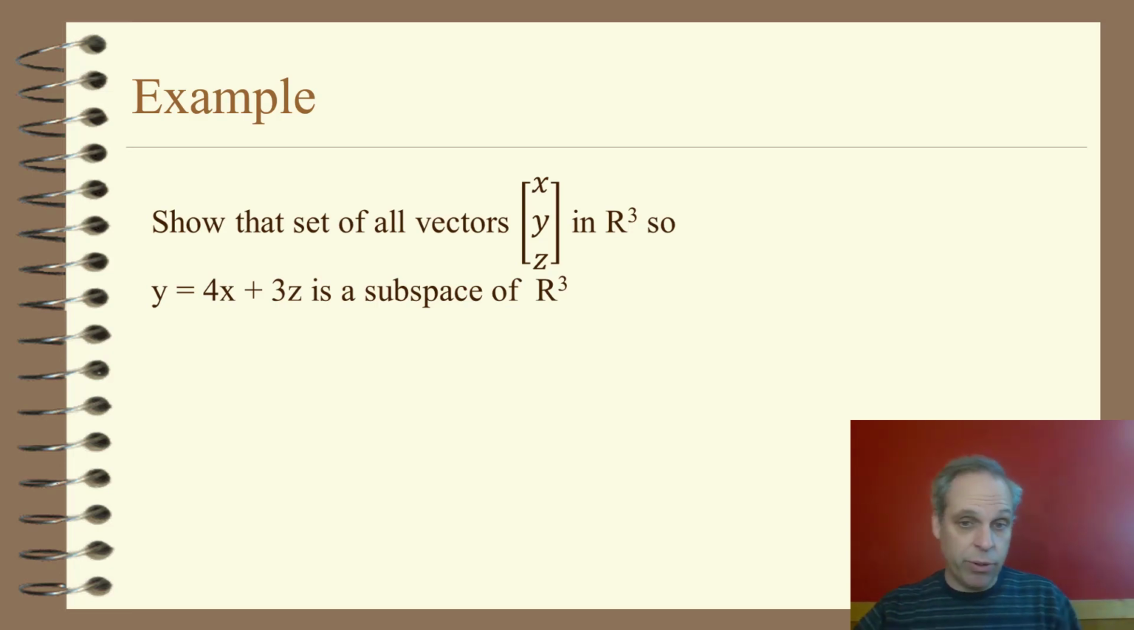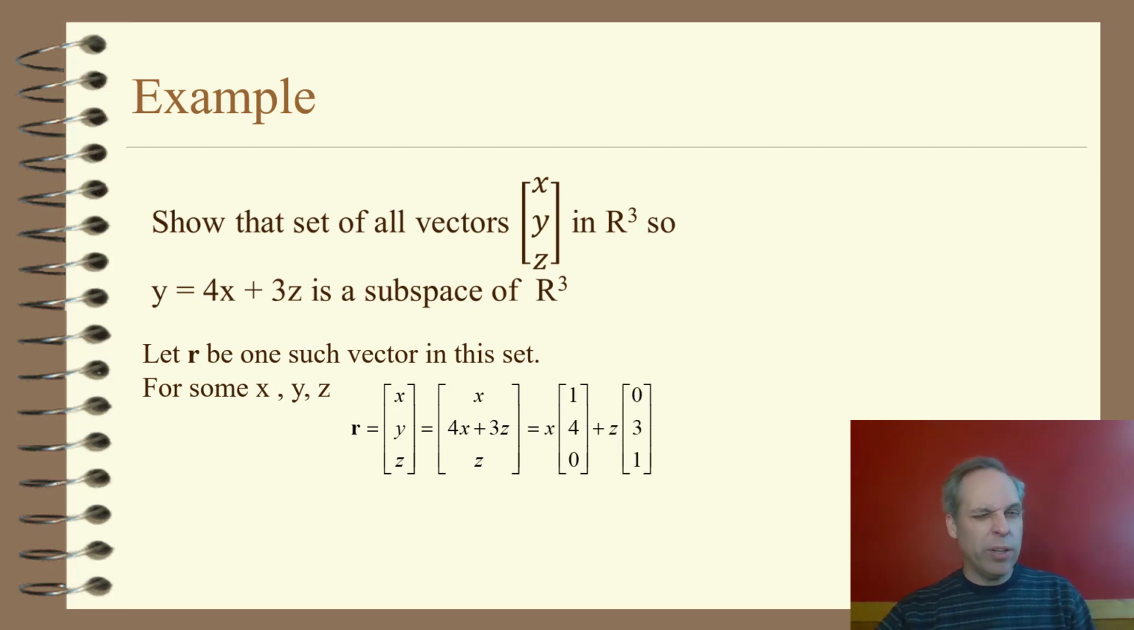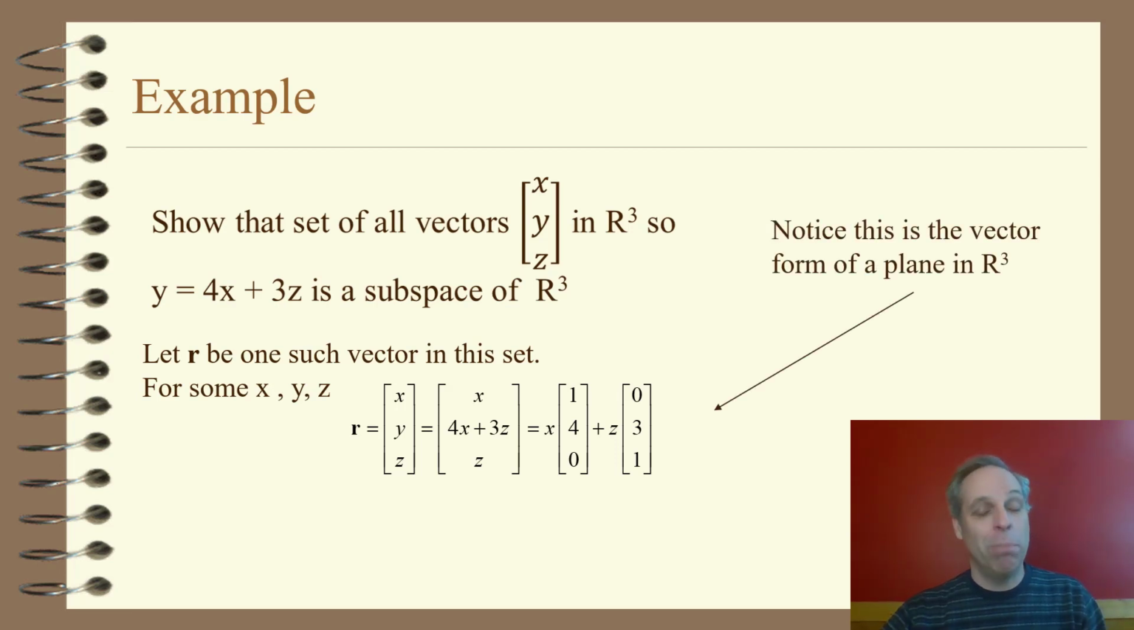So once again, let's take a vector in R3, components x, y, z, and let's say y is 4x plus 3z. Doing the same kind of thing, I'll now show that this is a span of some vectors, and therefore must be a subspace. So let r be one of these vectors. That can be written as x, y, z, but y is replaced with 4x plus 3z. But then you could rip that apart, so it's a multiple x of one vector plus a multiple z of another vector. And if you think about it, that's the equation of a plane. It's just that the parameters are called x and z, and the name of the vector is called r instead of x. That's actually the vector form of a plane.